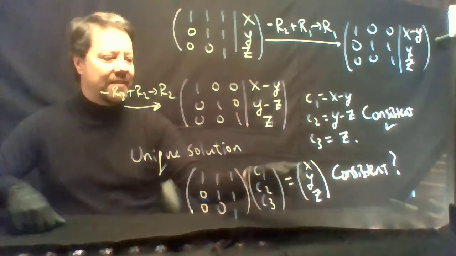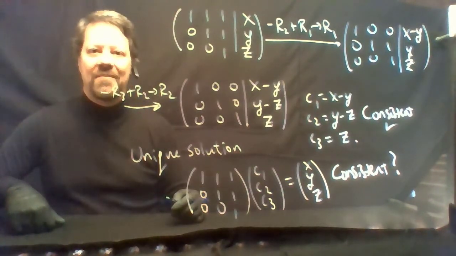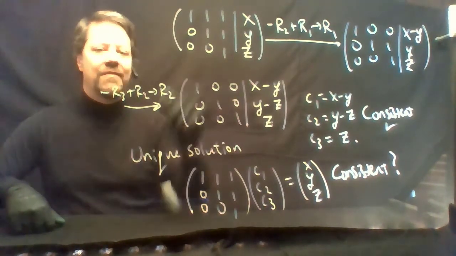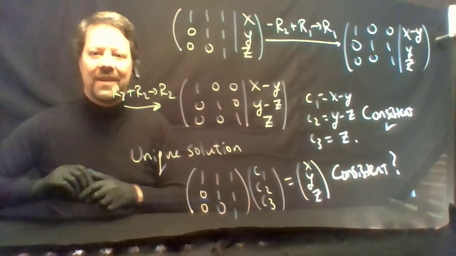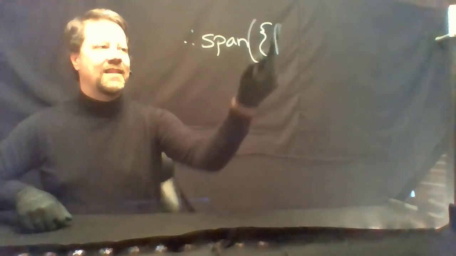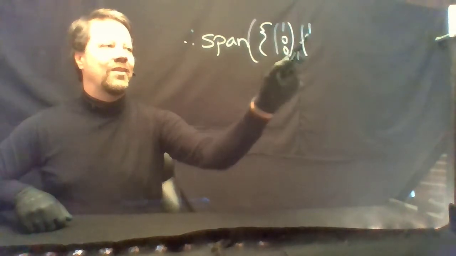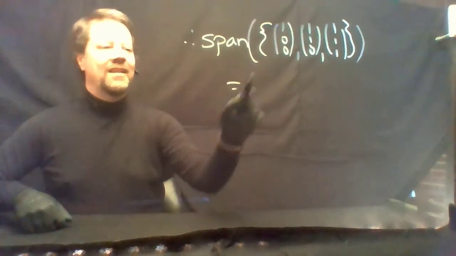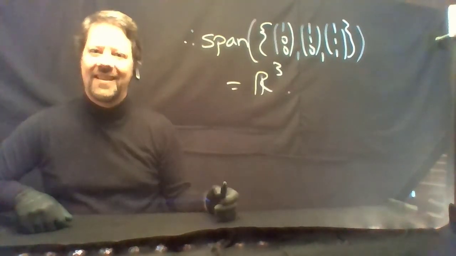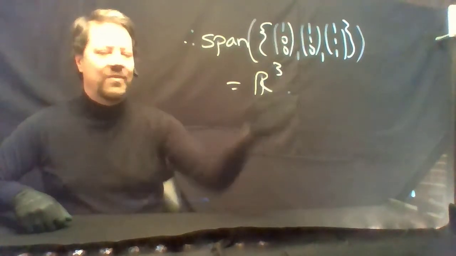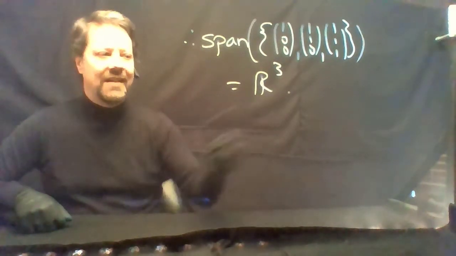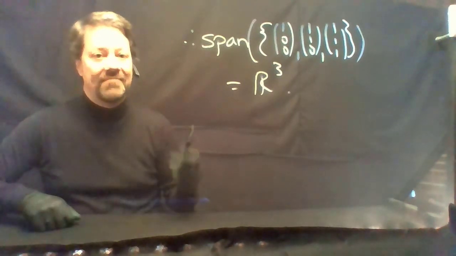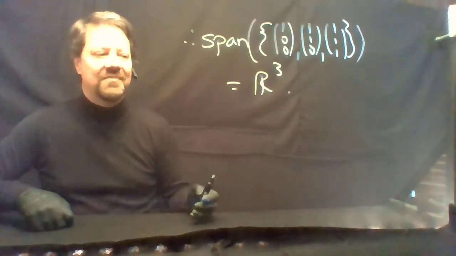which means every vector x, y, z in R3 is in the span of the three vectors that form the columns of the augmented array, first three columns. We conclude then that the span of the set containing (1, 0, 0), (1, 1, 0), (1, 1, 1) is equal to all of R3. It shouldn't be too surprising that the span of a set containing three vectors can cover all of R3. It doesn't have to, but it can.